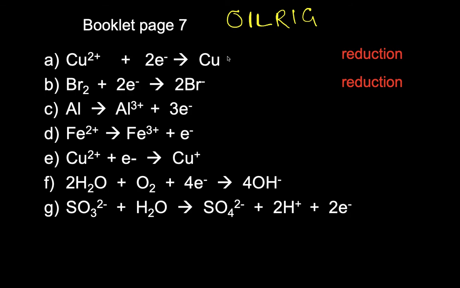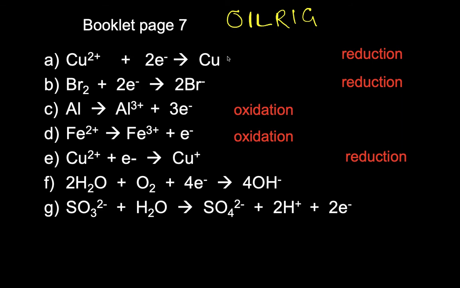For C, we have aluminium atoms becoming aluminium ions. That would be an oxidation. Aluminium atoms lose electrons to form the ion. In this example, iron 2 ions become iron 3 ions. In order to do so, they need to lose another electron, so that would be oxidation. The copper 2+ ion becoming copper+ requires the gaining of an electron, so that would be reduction.